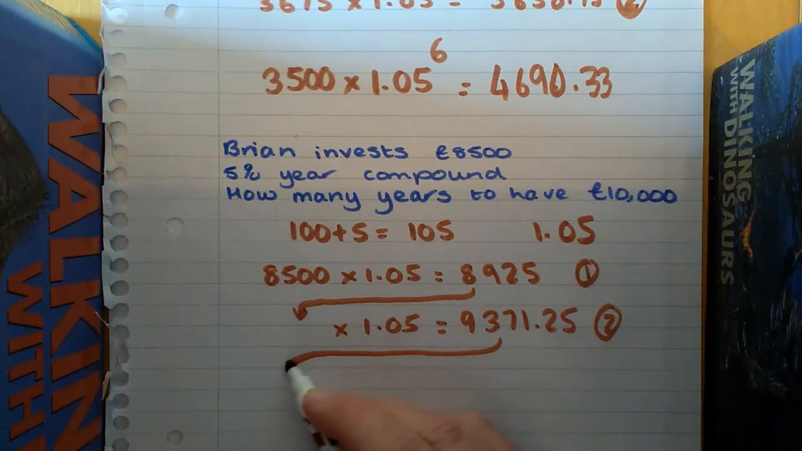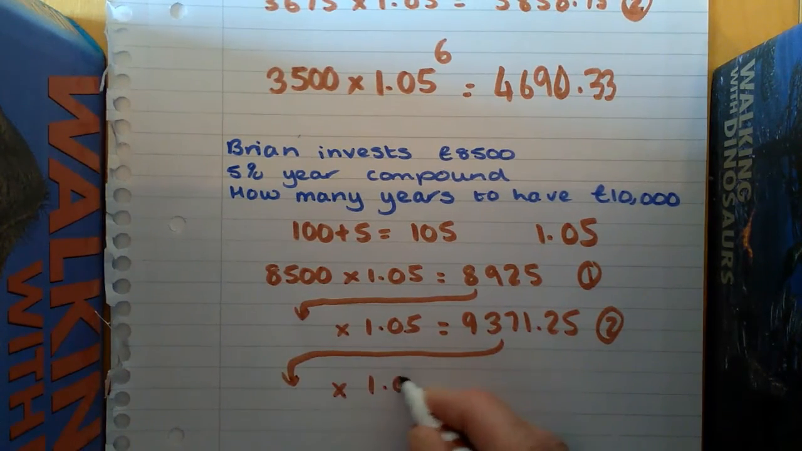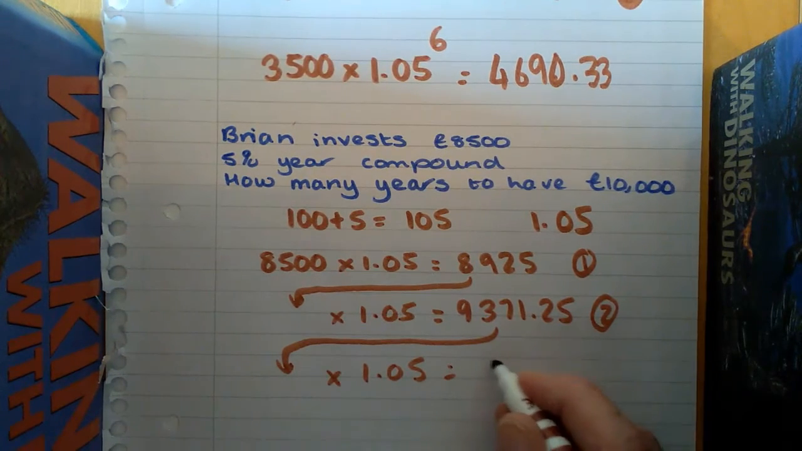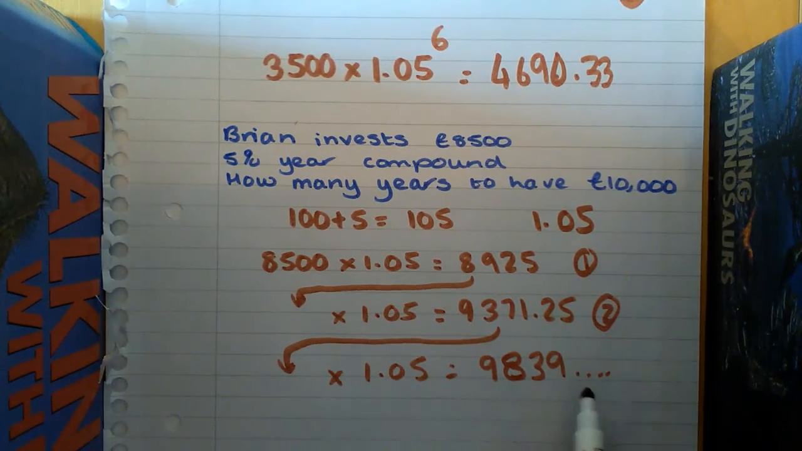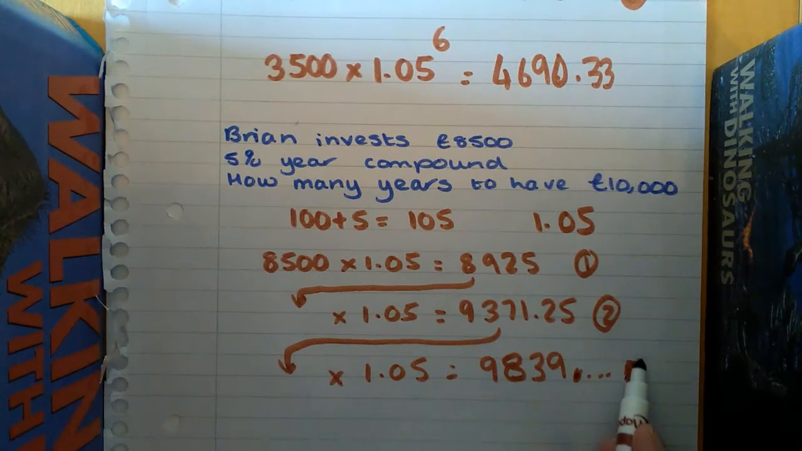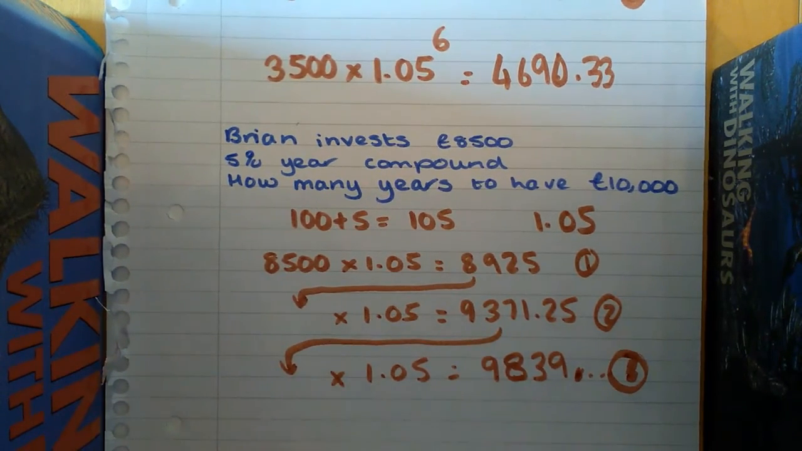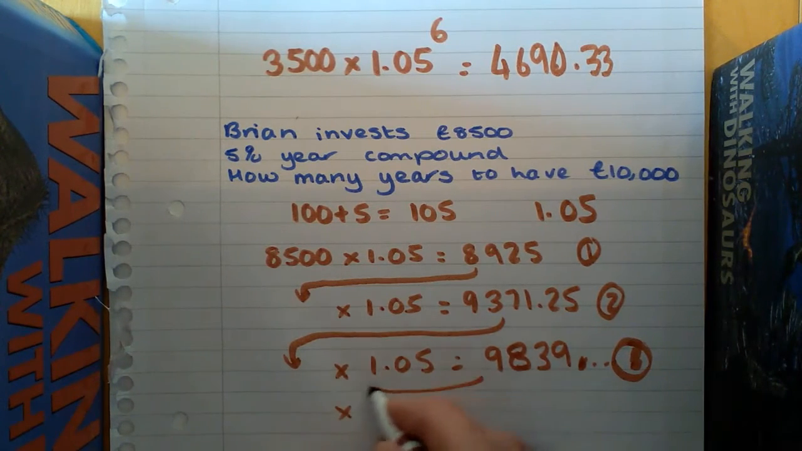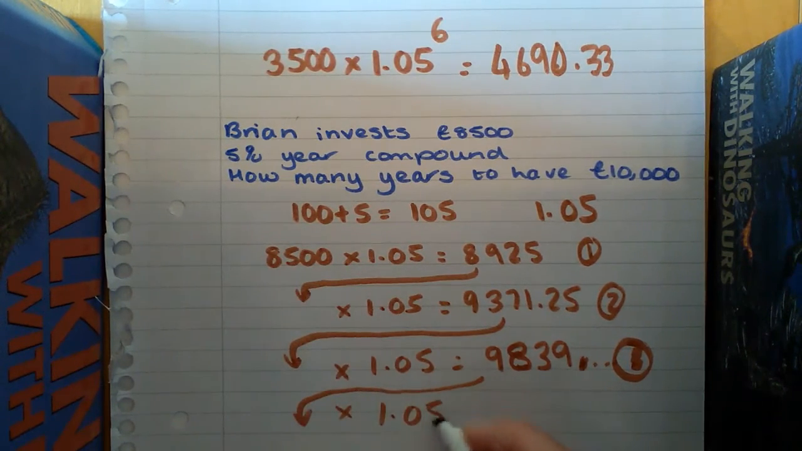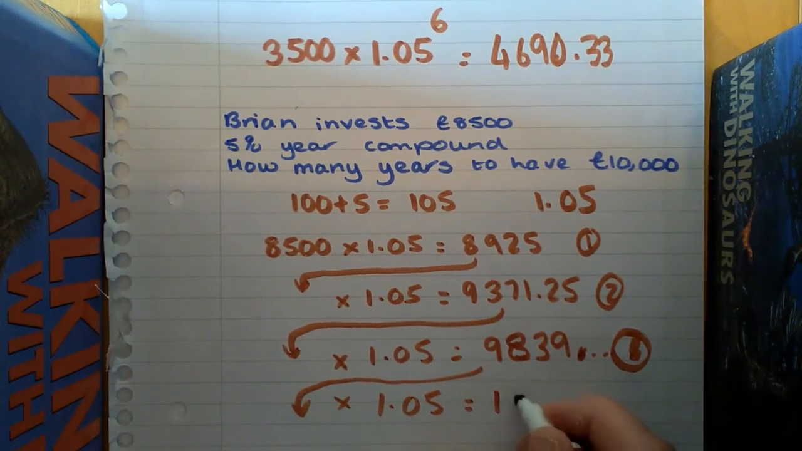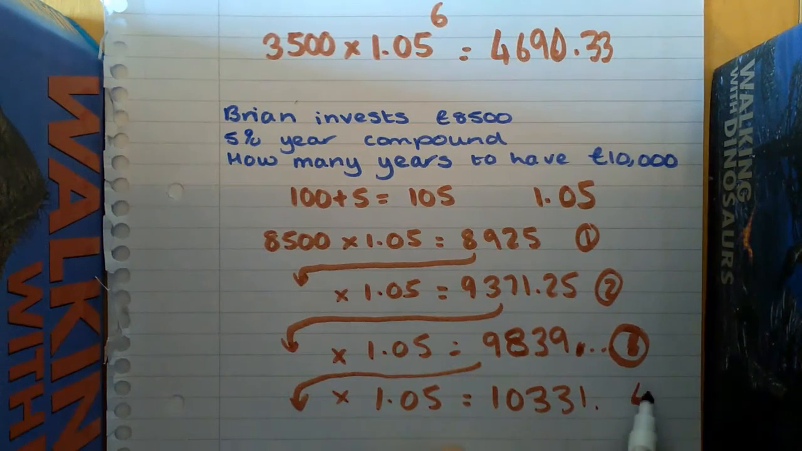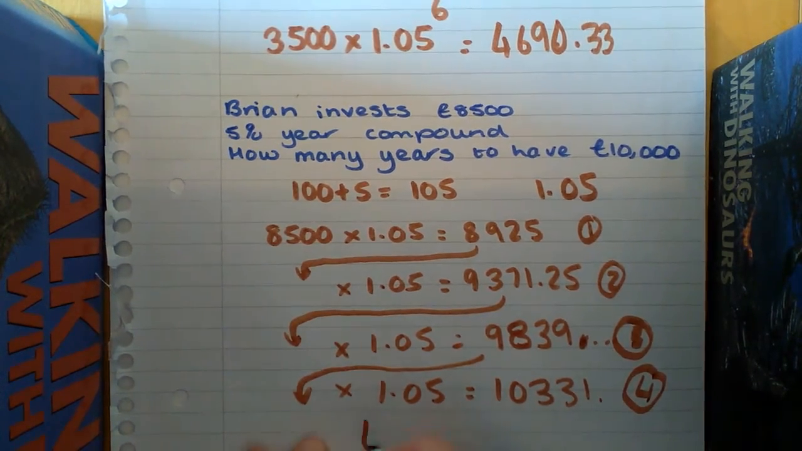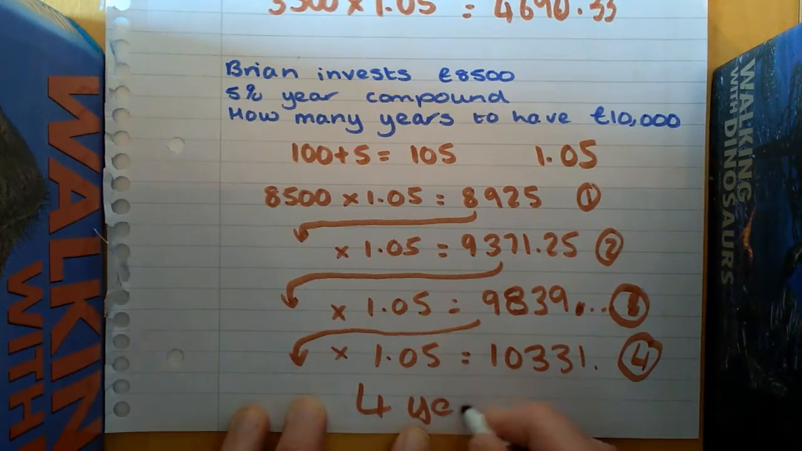Again, leave that amount in your calculator, times it by 1.05 again, and you end up with 9,839. Okay, remember I'm looking for when I get to 10,000, and that's the end of year 3. And then keep it in your calculator, again, times by 1.05, and this time I get 10,331 and some pence. So that's at the end of year 4. So it would take 4 years.